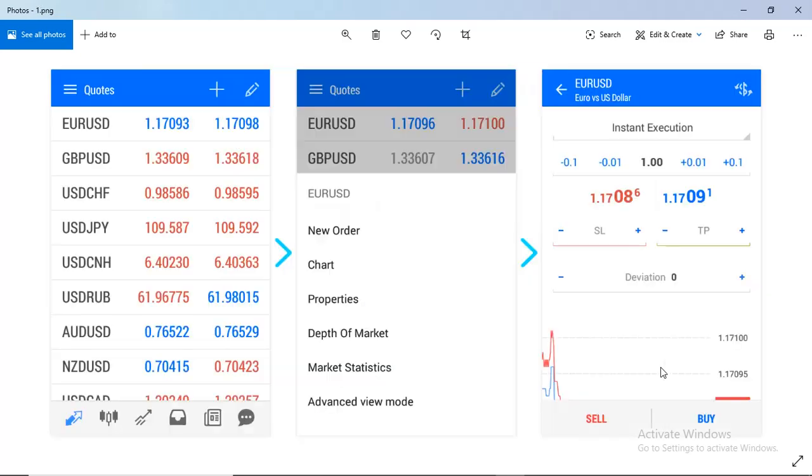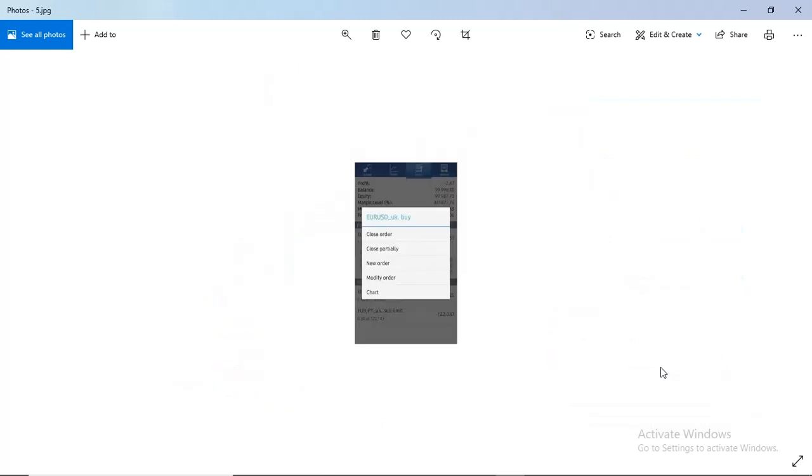That is how to use your MT4 to place a trade and to execute your trade.